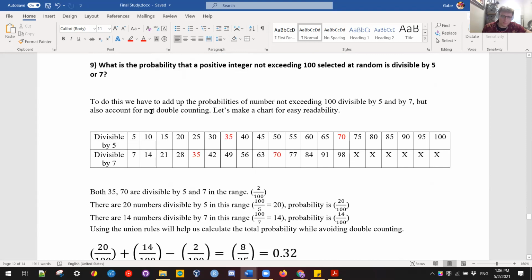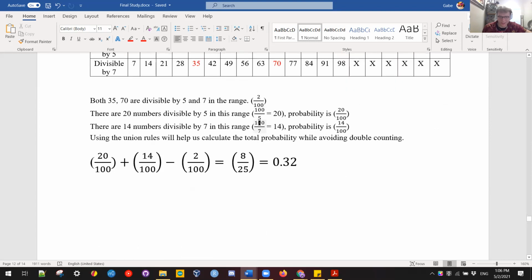This one, I'll just do really fast because I feel like this one's pretty good. So what is the probability that a positive integer not exceeding 100 selected at random is divisible by 5 or 7? So obviously there are numbers that are divisible by both 5 and 7. It's 35 and 70. Yep. And so you could just say 2 over 100. And then for the 5 and the 7, you can do 100 over 5.